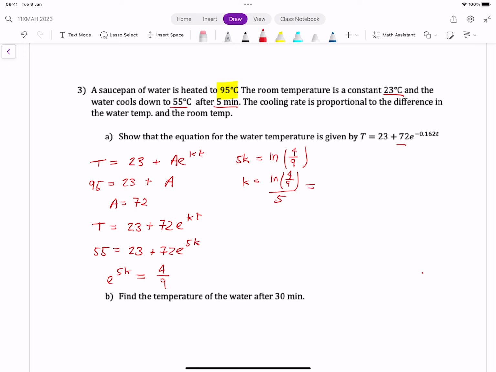Now we're hoping that's equal to minus 0.162. Let's double check. 1 on 5 ln of 4 on 9, and we get, perfect, minus 0.162. So we're basically done. Therefore T is equal to 23 plus 72 e to the minus 0.162t, QED. We're done.